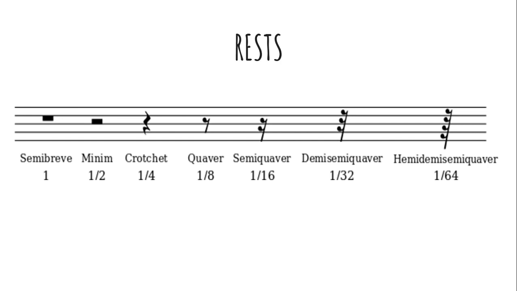The sixth one is the demisemiquaver rest. Within a bar this rest receives a one by thirty-two fraction, so it is also called the thirty-second rest. It is represented like this, as you can see over there. Moving on to the hemidemisemiquaver rest, it is also known as the sixty-fourth rest. Within a bar, this rest receives a one by sixty-fourth fraction of the bar.